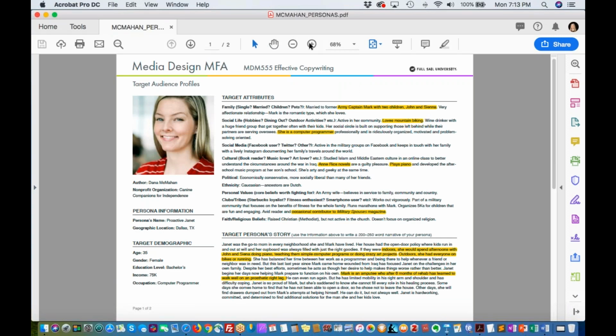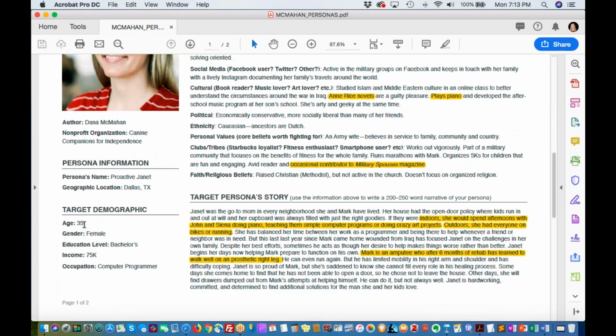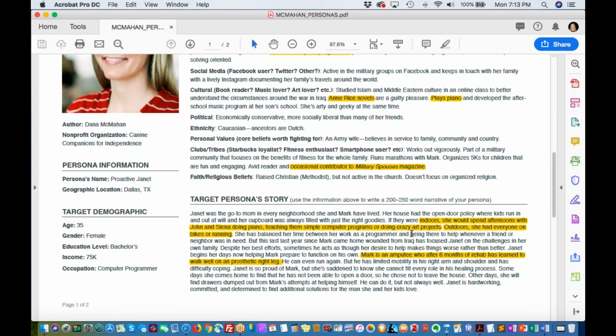So fill out all the target attributes and be specific. What I'm showing here in the yellow are those specifics. And you're going to give your person a name. You're going to give us a geographic location of where they live. And you're going to fill out the target demographics, their age, gender, education level. Remember, be specific. Don't just say she lives in Texas. Say she lives in Dallas, Texas. She's got all these specifics here.